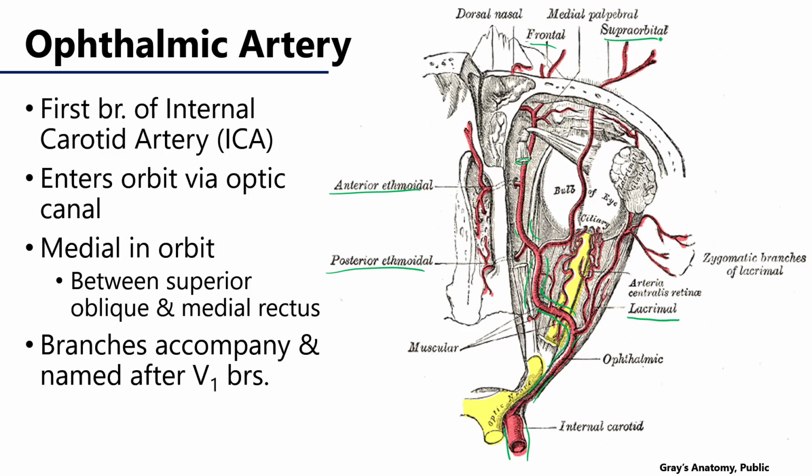So the ophthalmic artery is the principal blood supply to the orbit, all of its components and constituents, and even some of the surrounding areas as well.